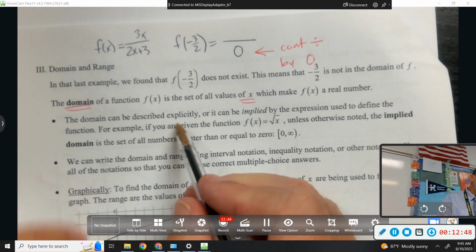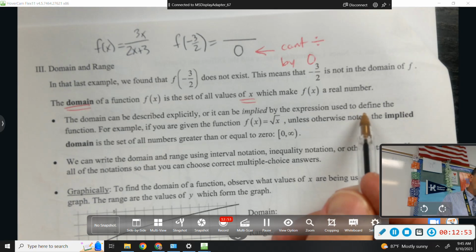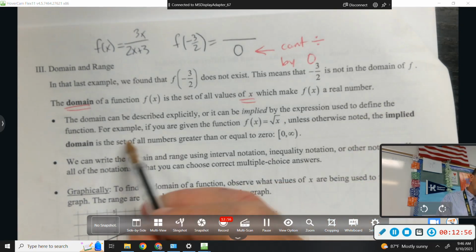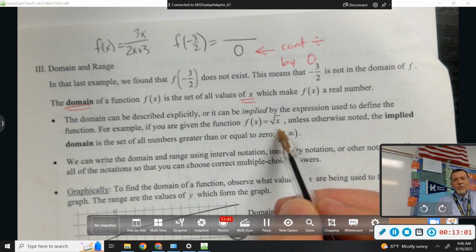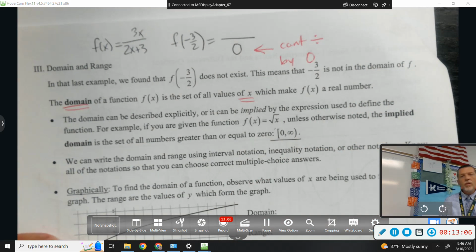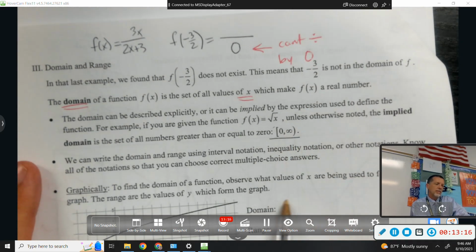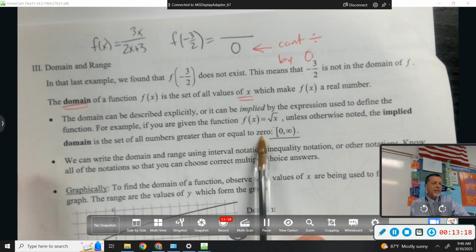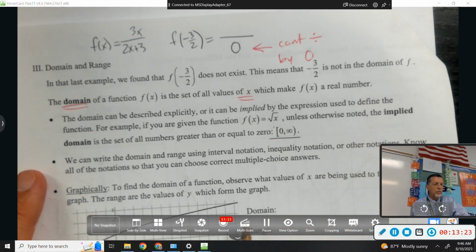The domain can be described explicitly, or it can be implied by the expression used to define the function. For example, if you're given the function the square root of x, it doesn't say what the domain is, but the implied domain is everything 0 or bigger, because you can't square root a negative number. They don't come right out and say it, but it's implied. And a lot of times our problems are, what is the domain? We give you an equation and you have to figure out what the domain is.